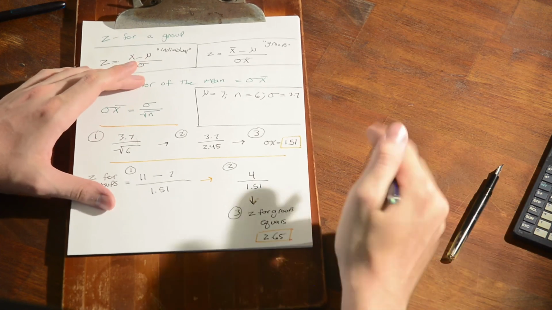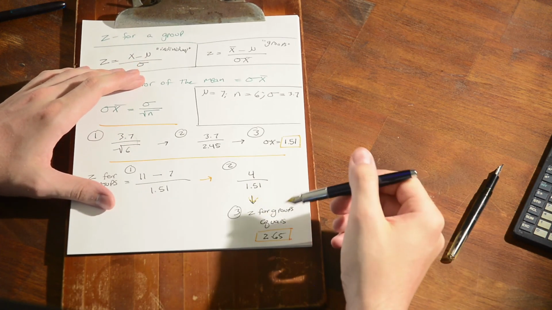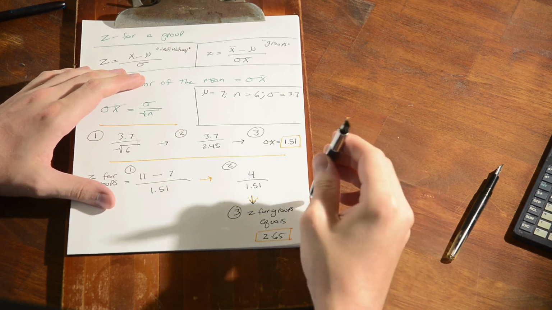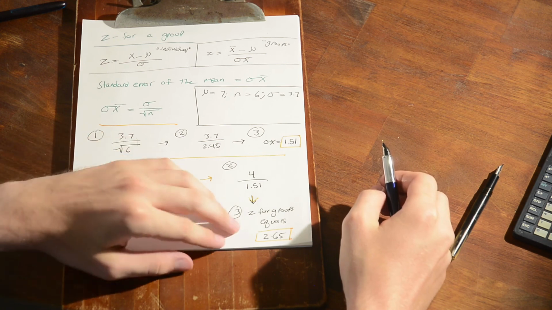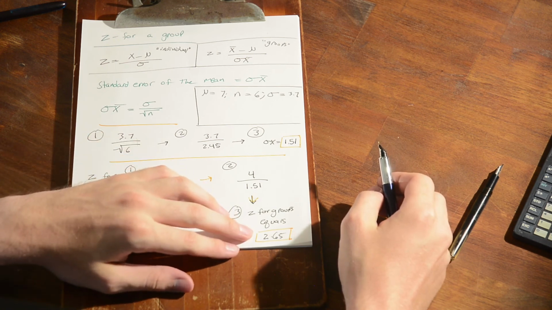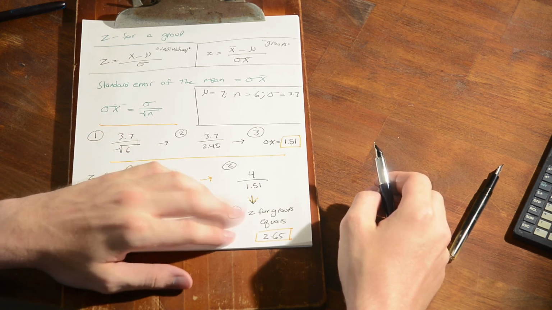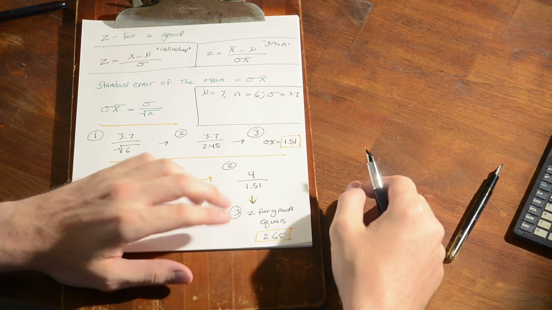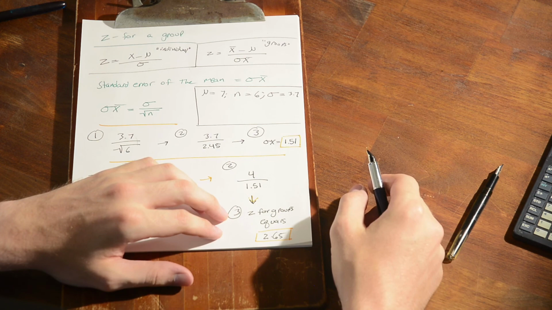If you needed to find a specific raw score for a z-score, that would be the same process that we already talked about in our video on how to do it for individual values. So you can go back and check that formula if you need it.